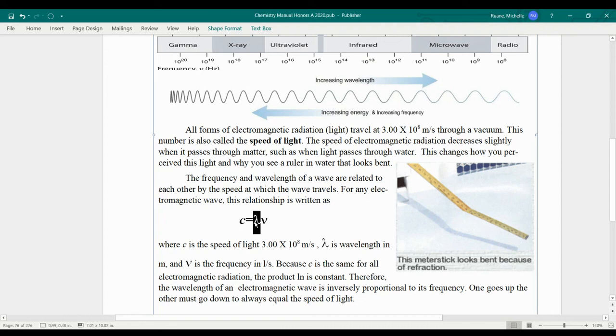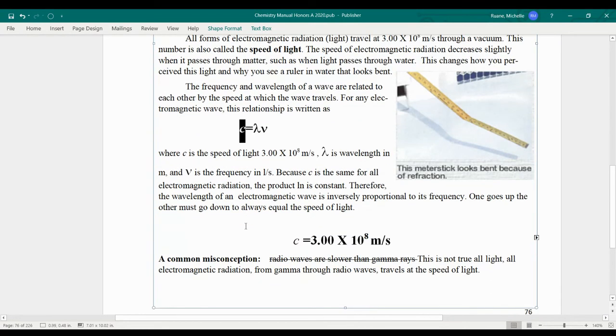So lambda here is wavelength. And again, that little wave on top reminds me it's a wavelength. This V is actually nu, and C is your speed of light. That's your constant. So you'll use this to calculate either frequency or wavelength, depending on which one you're given.